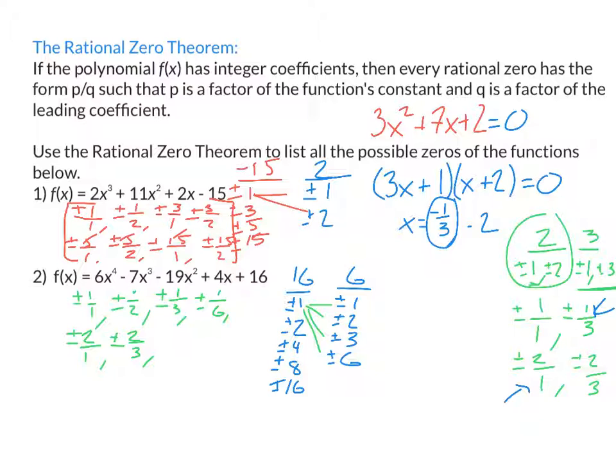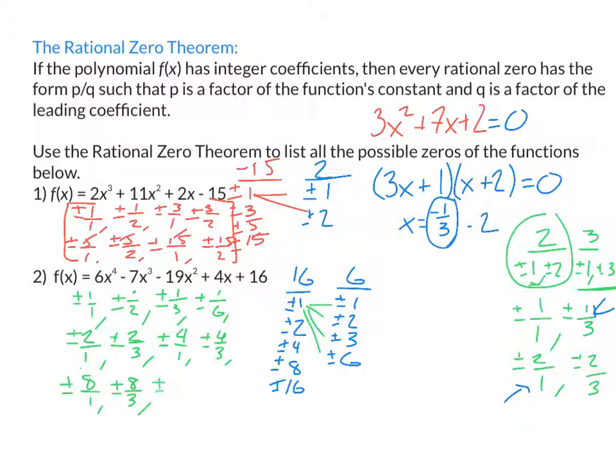So let's try the 4. So plus or minus 4 over 1. 4 over 2 we already have because that's the same as 2 over 1. Plus or minus 4/3. And plus or minus 4/6 we already have because that's the same as 2/3. Let's go to the 8. So plus or minus 8 over 1. 8 over 2 we already have, which is 4. 8 over 3 we don't have, so plus or minus 8/3. 8/6 is the same as 4/3. We do already have that.